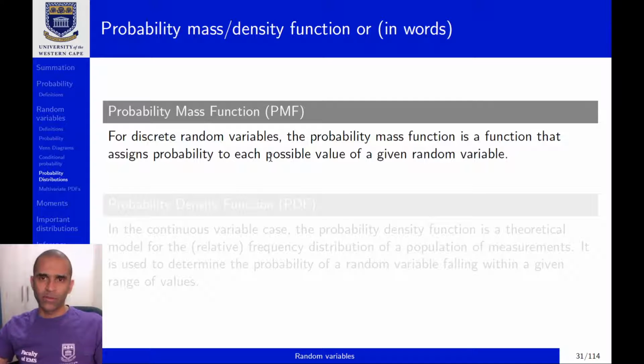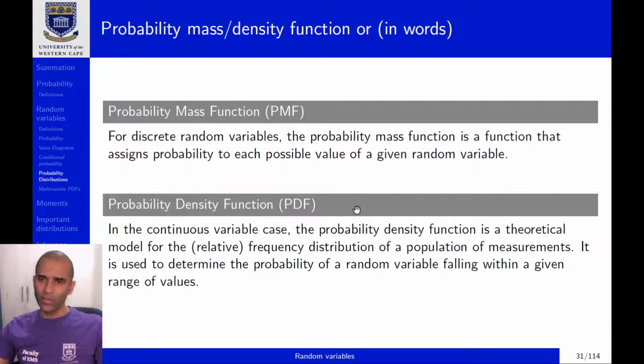In the case of a density function, and remember this relates to continuous random variables, the probability density function is a model for the relative frequency distribution of a population of measurements. It's used to determine the probability of a random variable falling within a given range of values. So the definitions are effectively the same.